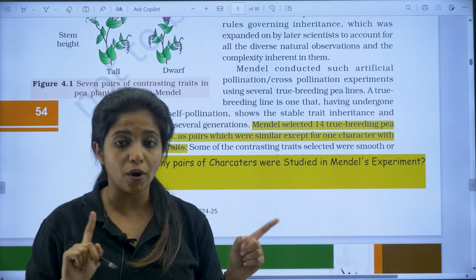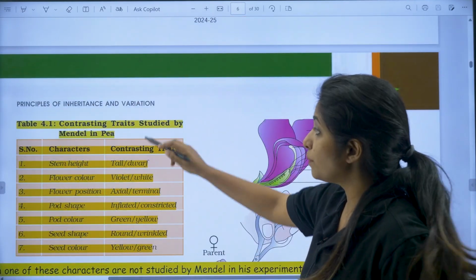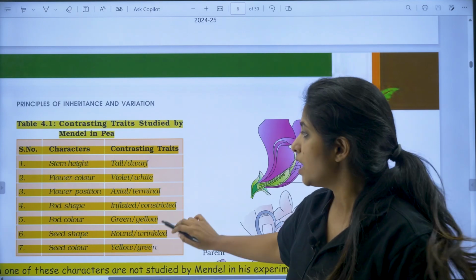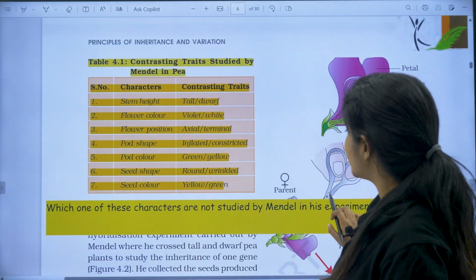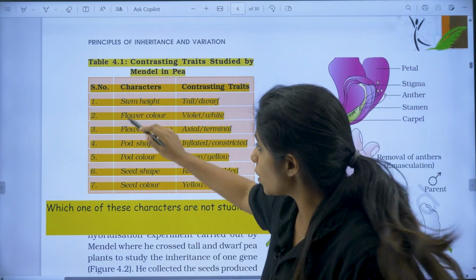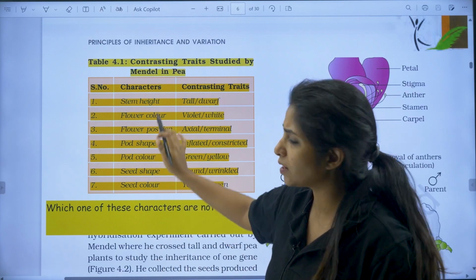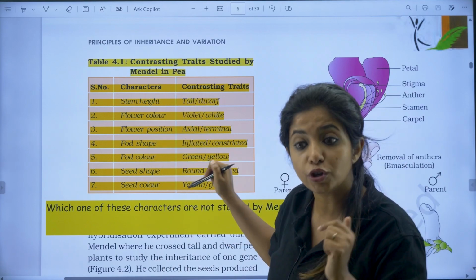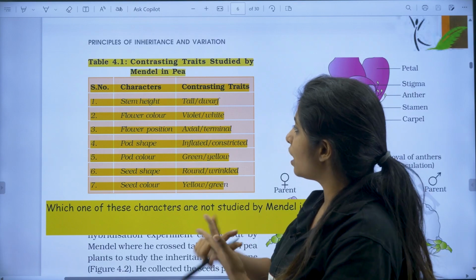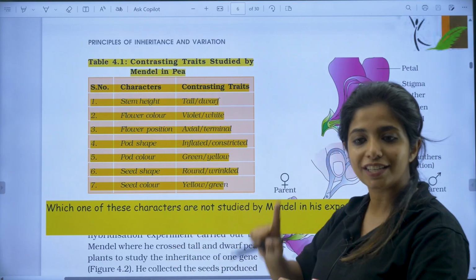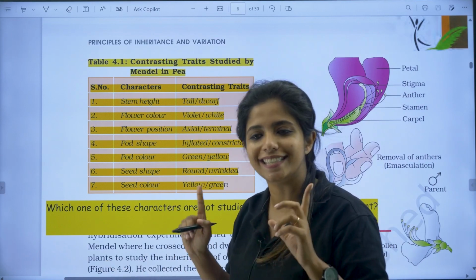And these characters were contrasting characters. Now over here there is a small box that is given where they have mentioned the characters which were being studied. Now the next type of question that could come is, which one of these characters is not studied by Mendel in his experiment? Along with this, they can give you one extra thing, for example, leaf shape. So leaf shape is not a character that he studied. Only if you know these characters, that is stem height, flower color, flower position, pod shape, pod color, seed shape, seed color, which were the only characters that he studied, you will be able to answer that.